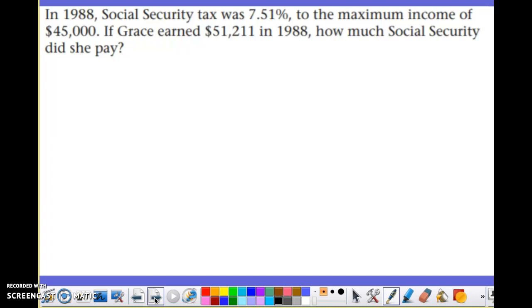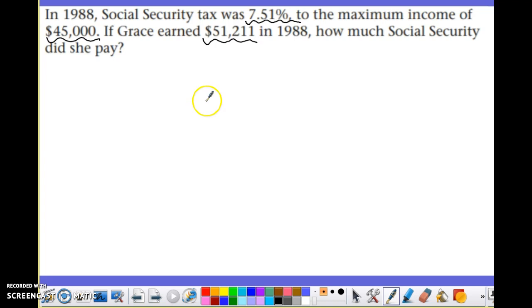It says, in 1988, Social Security tax was 7.51% to the maximum income of $45,000. If Grace earned $51,211 in 1988, how much Social Security did she pay? Well, we have to think about the max income that they can tax. The max is $45,000. Grace has made more than that, so she doesn't have to pay Social Security taxes on anything over $45,000. That's the maximum income they can tax.